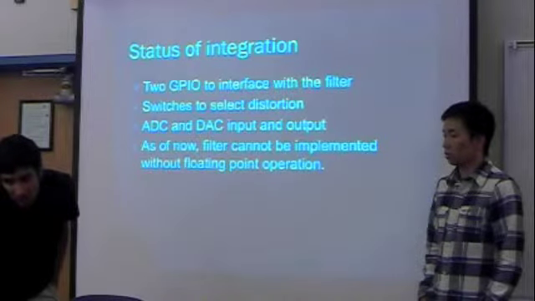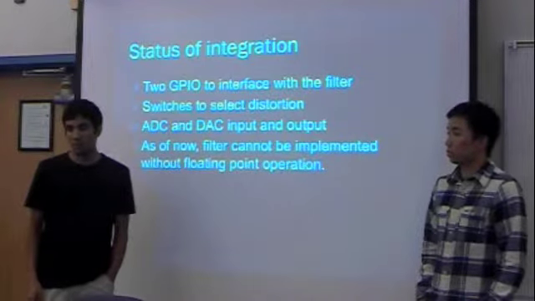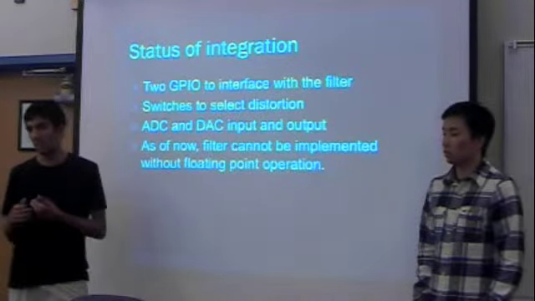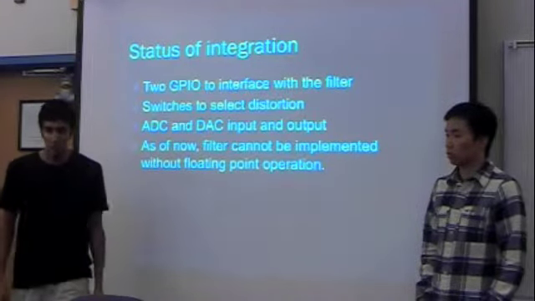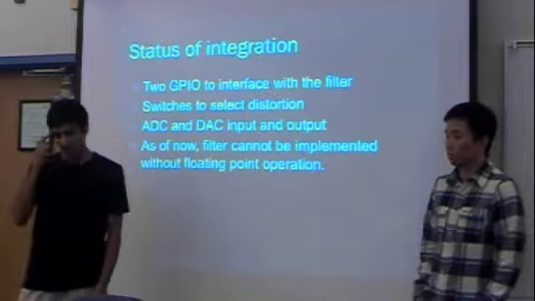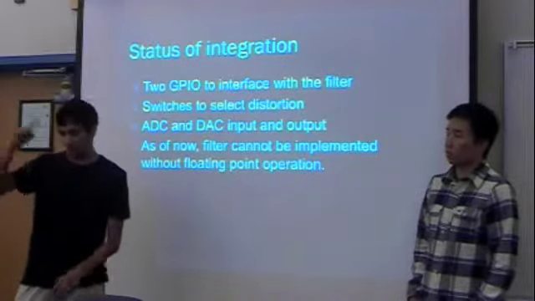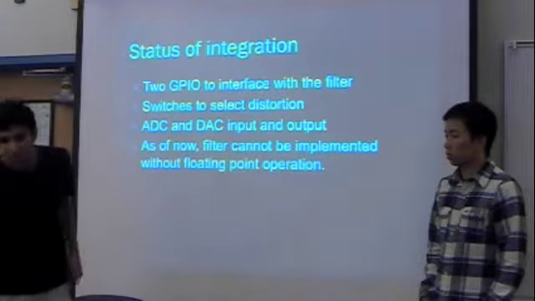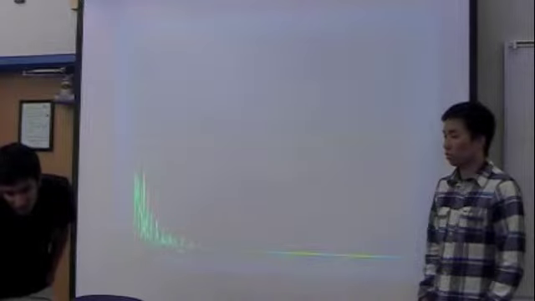And then for the integration, the switches are what's used to select the various amounts of distortion. So it goes from clean to full on metal, if you will. Gain is also introduced with each distortion, so it swings the full output. And the filter doesn't work yet again. The two GPIOs are used to interface with the filter.